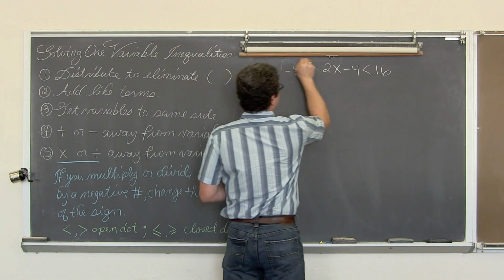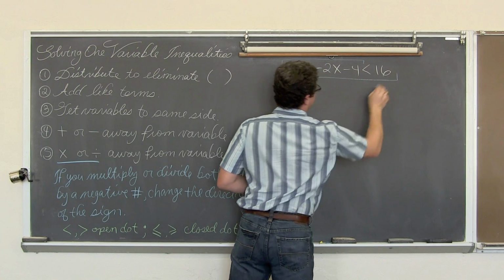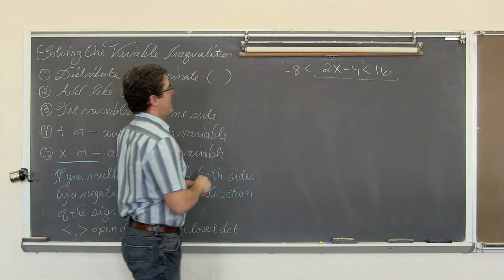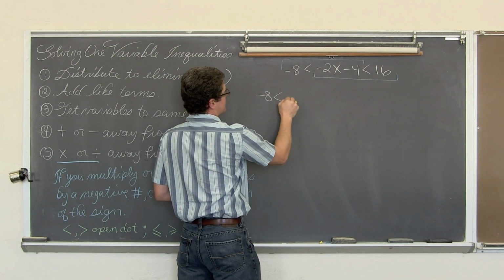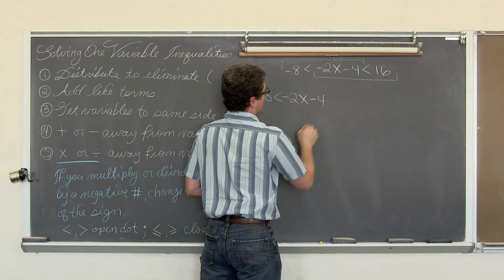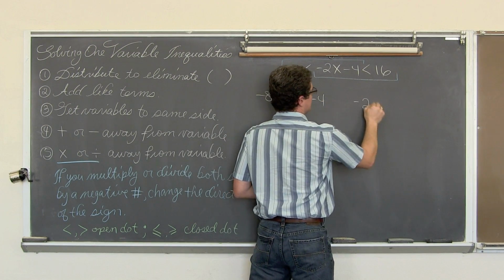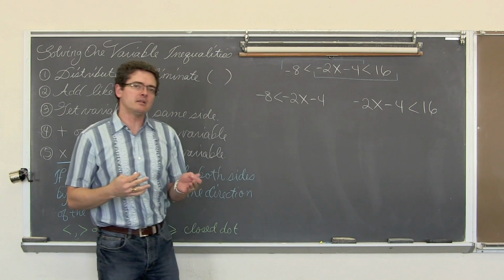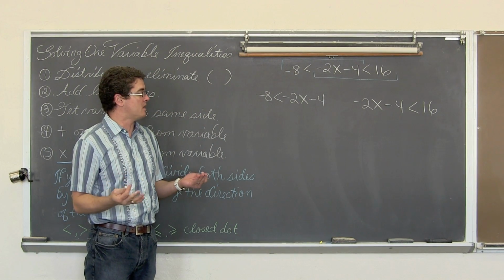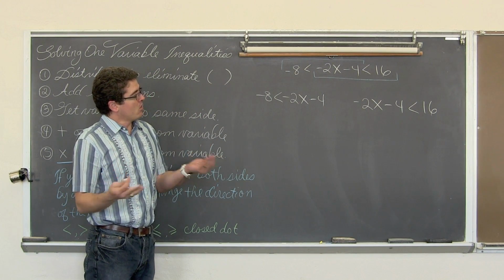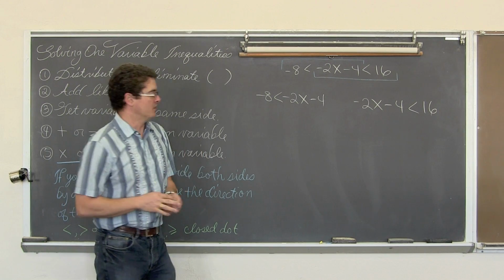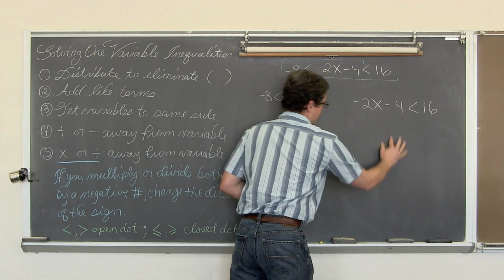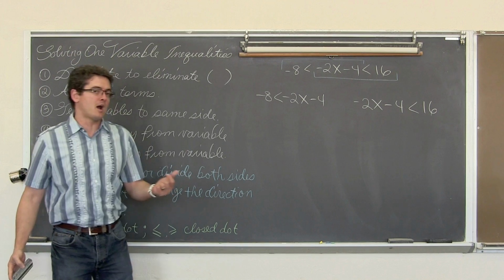Now, I can write this as two separate inequalities and have -8 is less than -2x minus 4, and then -2x minus 4 is less than 16, and handle it as two separate inequalities. Or I can just keep it all together, which I'm going to do, because you've just seen me do a bunch of examples of solving these type of problems.